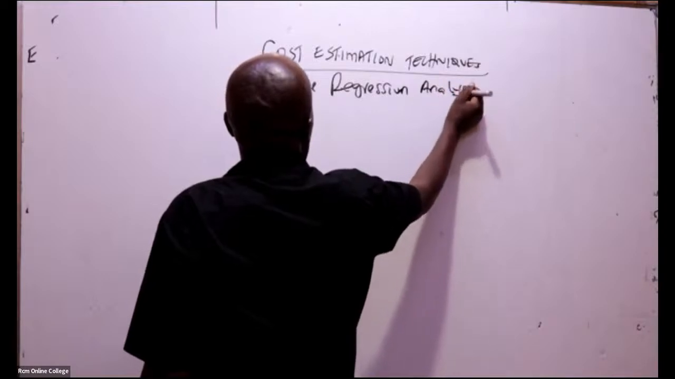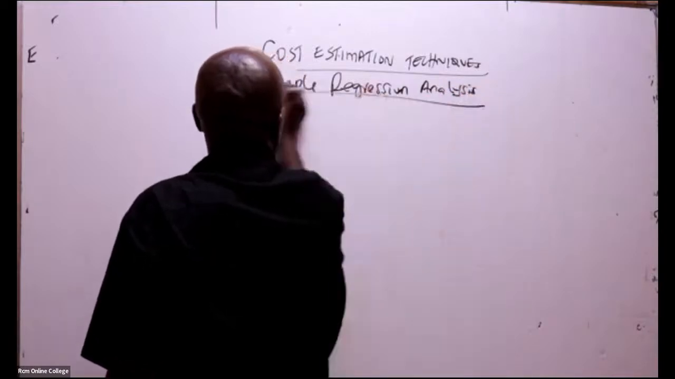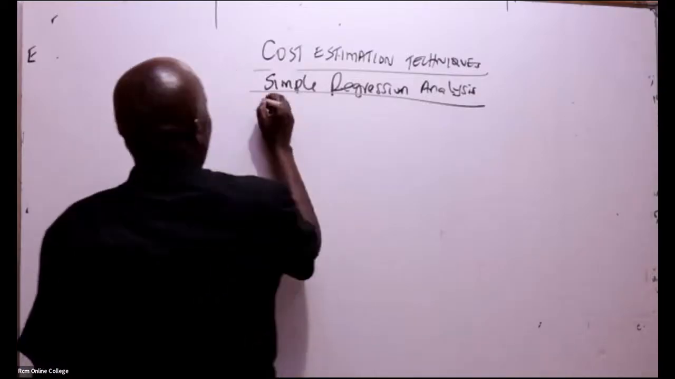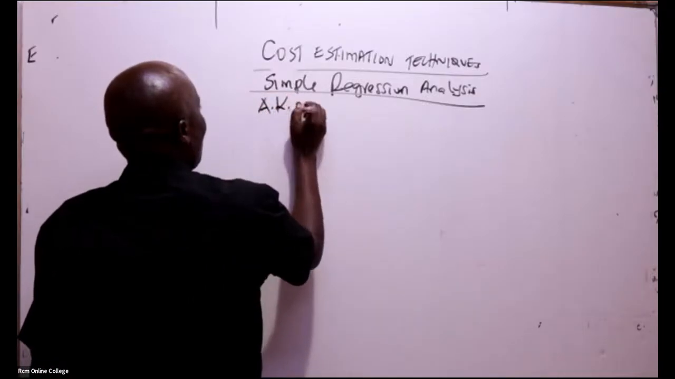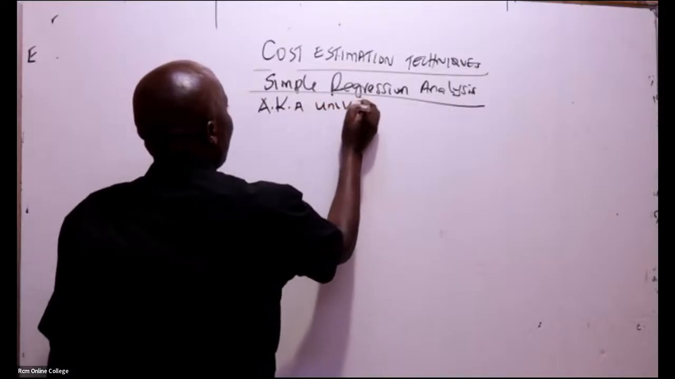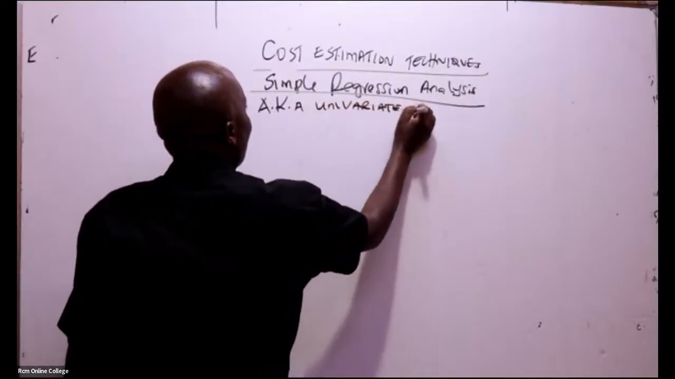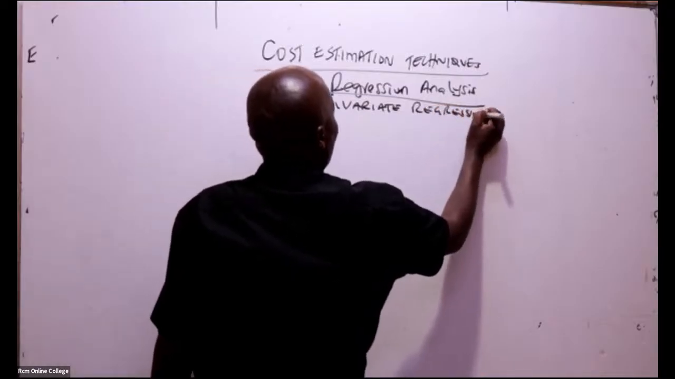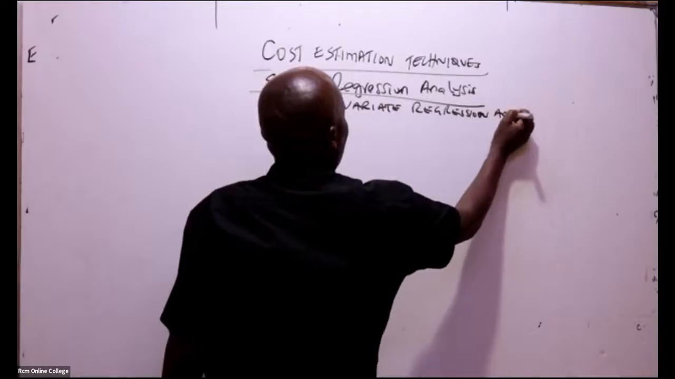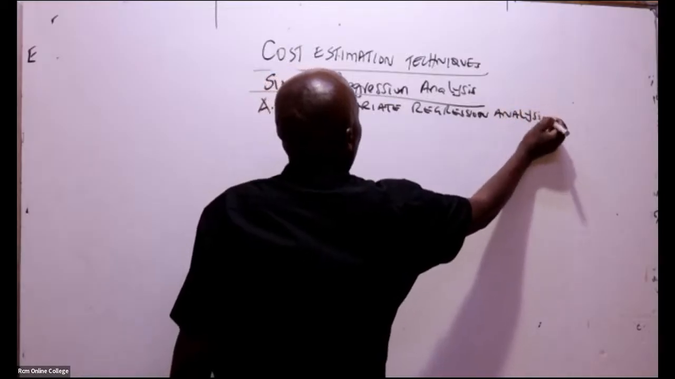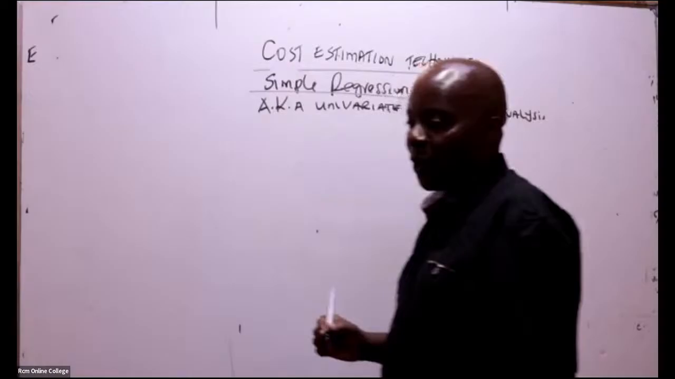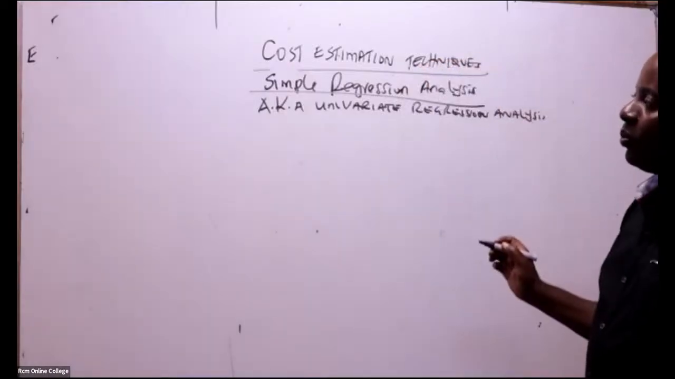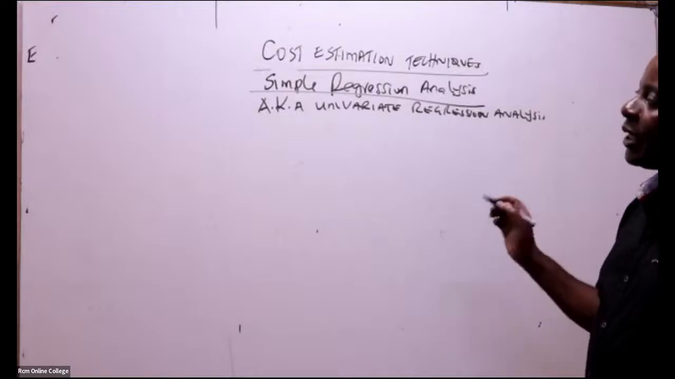Simple regression analysis. Remember that this is also known as a univariate regression analysis. Univariate regression analysis. Uni means what here? Uni means, ladies and gentlemen, one variable, one predictor variable.